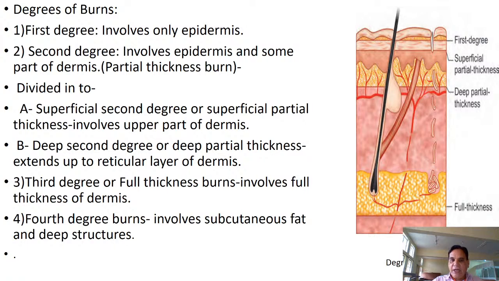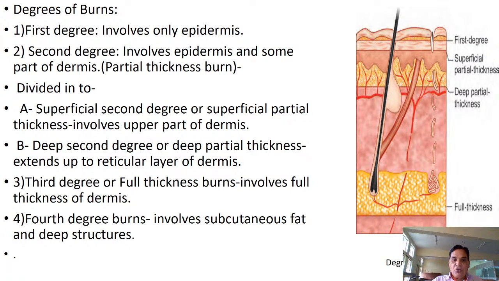Second degree involves epidermis and some part of dermis. So we call it also partial thickness burn. This partial is divided into A and B. A stands for superficial second degree or superficial partial thickness. What does it involve? The upper part of the dermis. Deep second degree or deep partial thickness extends up to the reticular layer of dermis. You can see on the figure where it is extending.